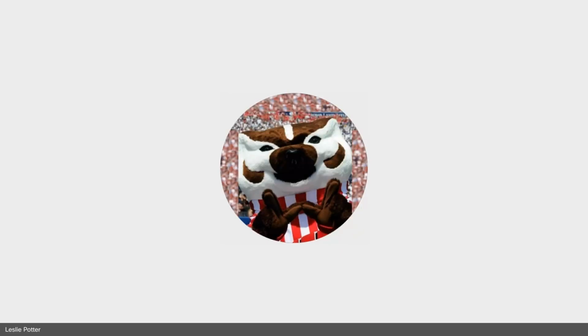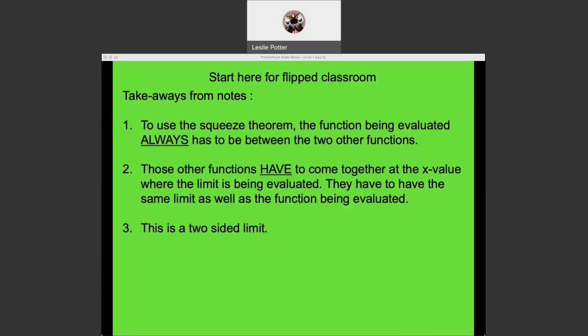We're just going to have a quick little discussion on the takeaways. So your notes, you can get your notes out too, because I'm going to check in your notes as you're taking the quiz. So we have this theorem, it's called the squeeze theorem.